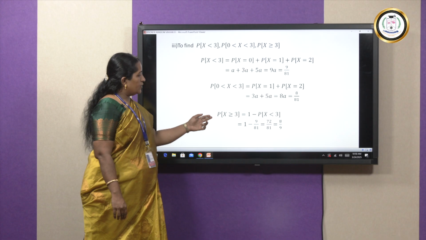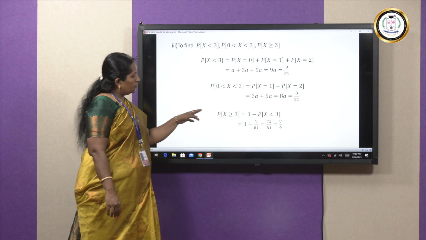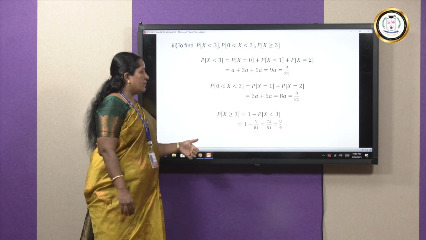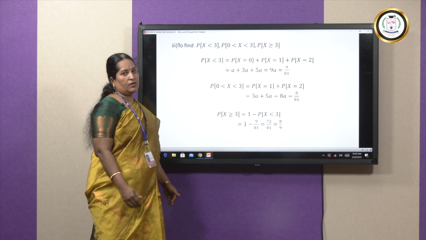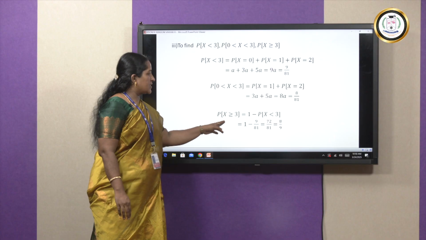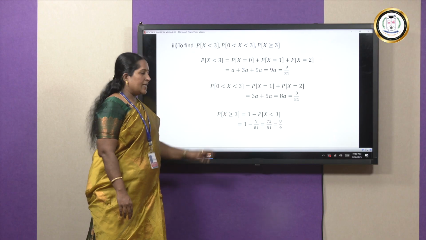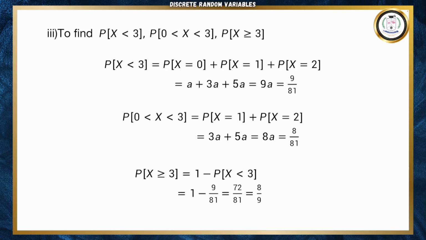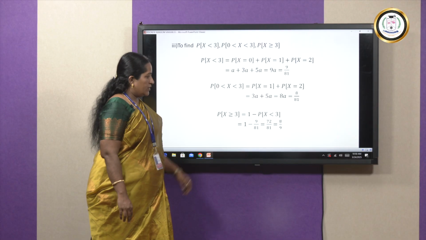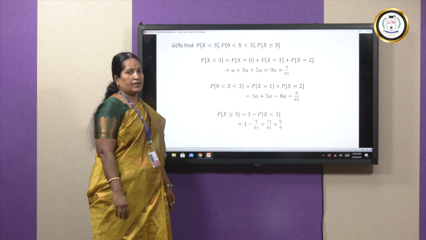Next is the probability of x greater than or equal to 3, as I told you already. If we have a larger number of data, we cannot find it easily. So we find the easiest way, that is p of x greater than or equal to 3 is equal to 1 minus p of x less than 3. We have the value already, which is probability of x less than 3, which is 9 by 81. So if we substitute there, we will find the probability value as 8 by 9.